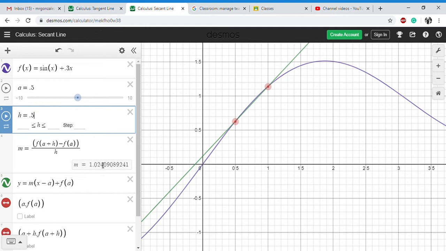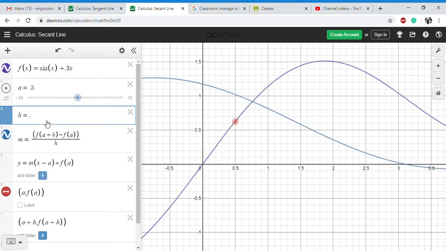What if I wanted to get really close to the rate of change at 0.5? So I can decrease the distance. Let's say that I wanted my next point to be very, very close. So 0.5, 0.3. Okay, so let me see.